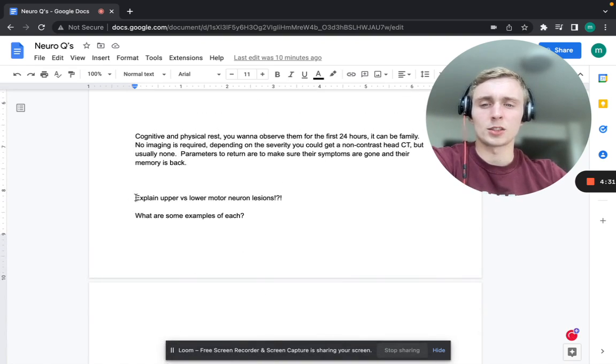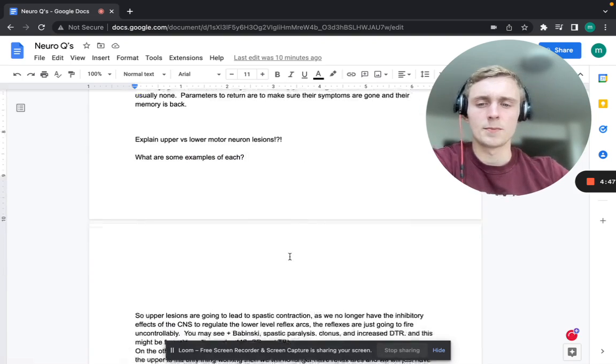Okay, so next one is explain upper versus lower motor neurons. What are some diseases of this? What are some examples of each and how that works and how that happens? So upper versus lower motor neuron lesions.